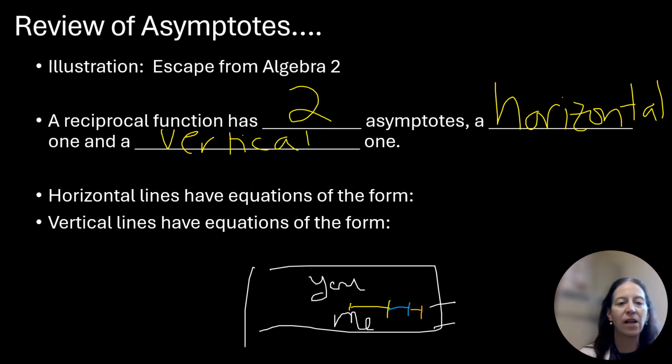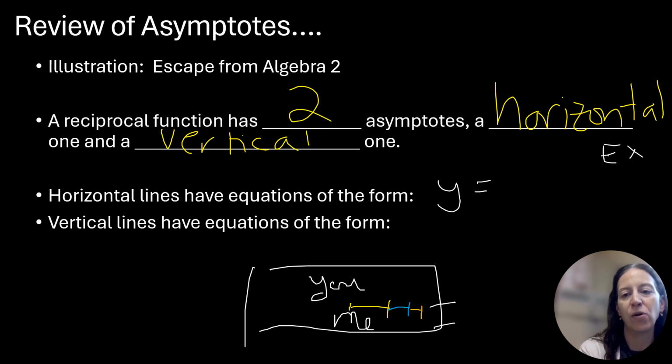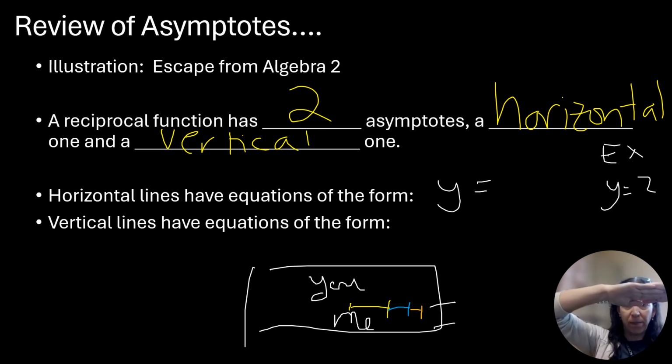So it's got a horizontal asymptote and a vertical one. So it's actually got two. If you are asked for the equations of your asymptotes, horizontal lines have an equation of the form y equals some number. And so I'll just do a quick little example, like y equals 2. That would be a horizontal line, 2 up.